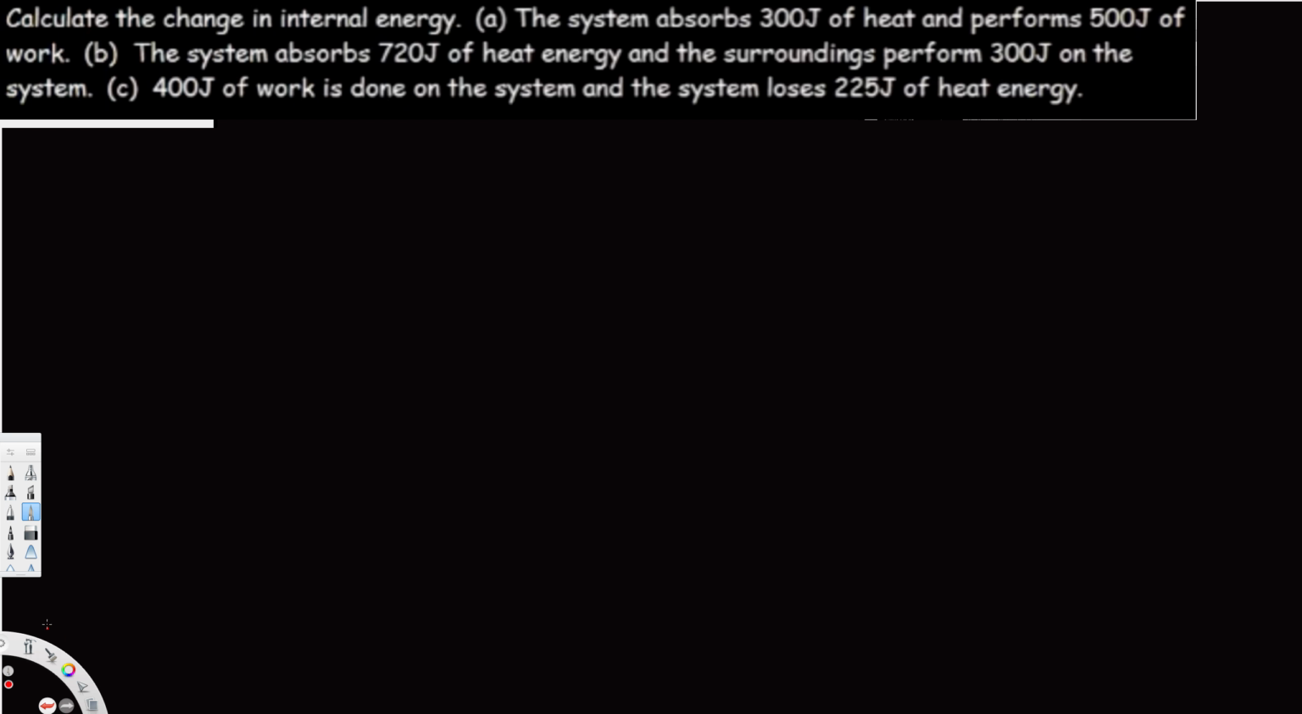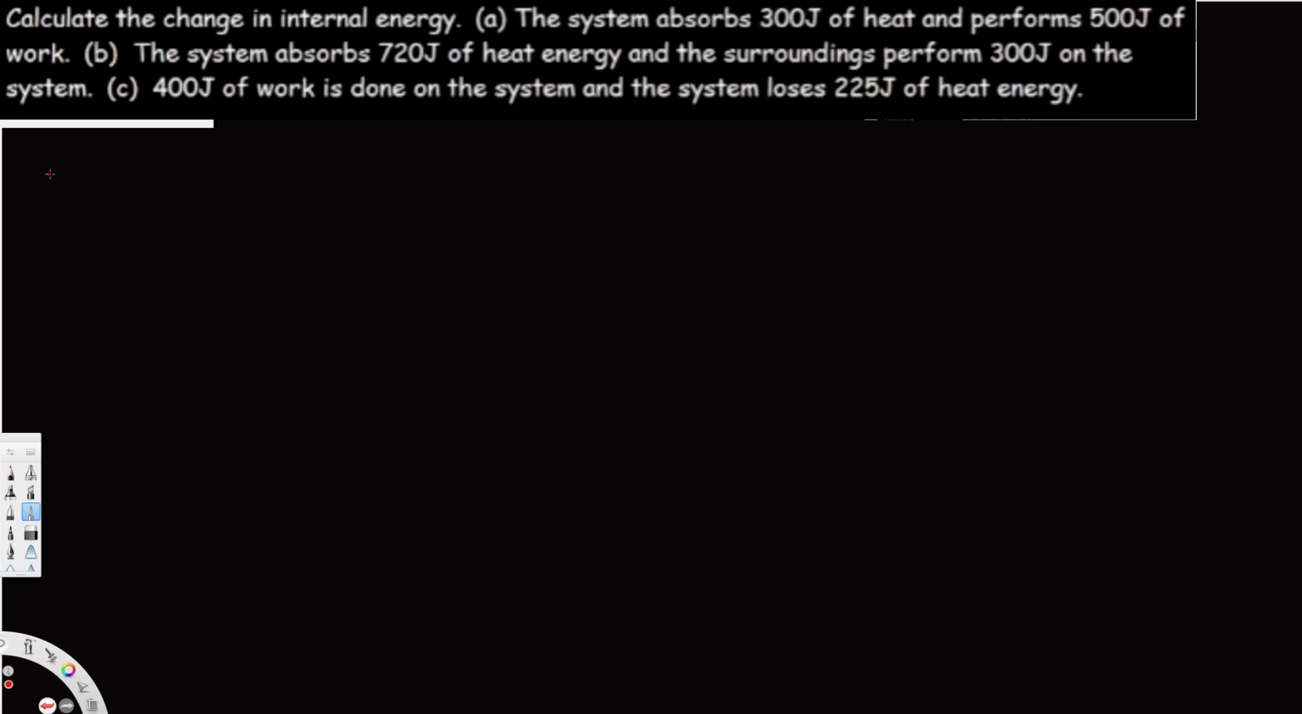Going on, guys? Let's do this problem right here. The question is asking: calculate the change in internal energy. The first condition is the system absorbs 300 J of heat and performs 500 J of work.